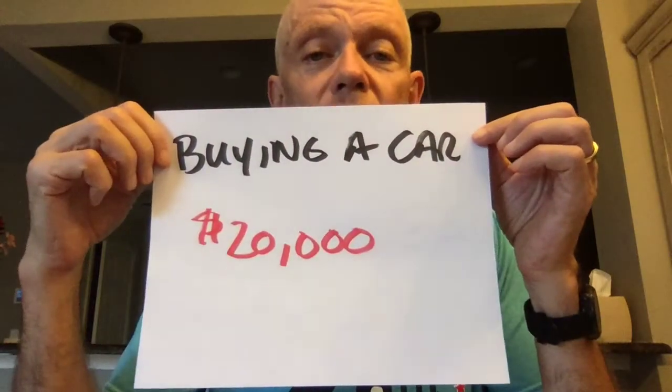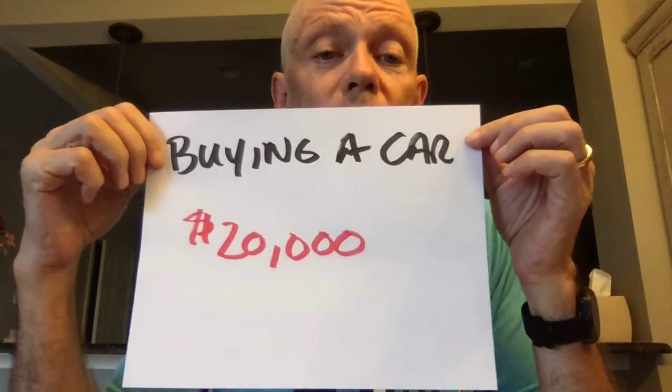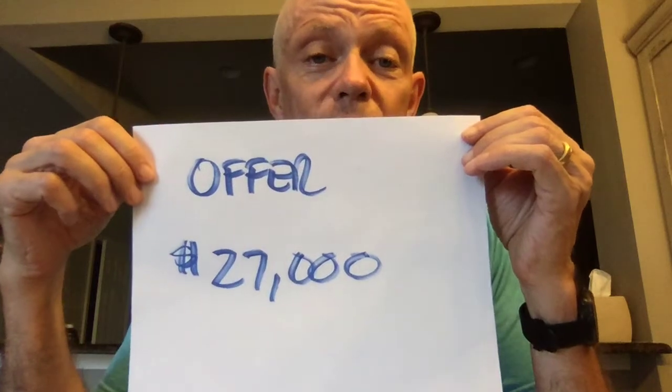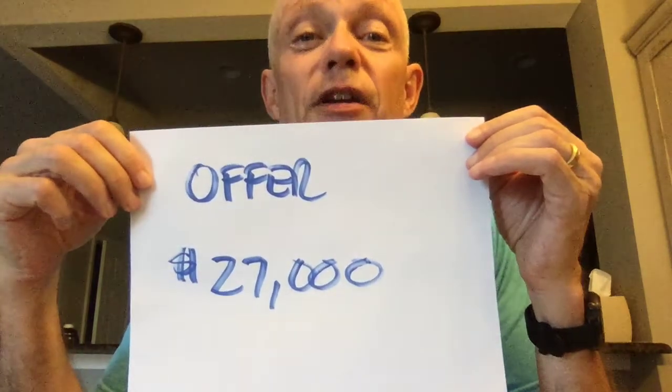So let me give you a little bit of an analogy for that. Let's say you're out buying a car. You find the car that you want, and the price of that car is $20,000. So I've got a good deal for you. Why don't you go and offer them $27,000? And you're saying, Mark, you're an idiot. The car's $20,000. Why would I pay $27,000 for a car that's worth $20,000? In fact, I'd like to see if I can get that car for $18,000.